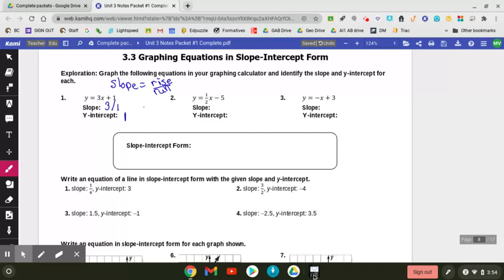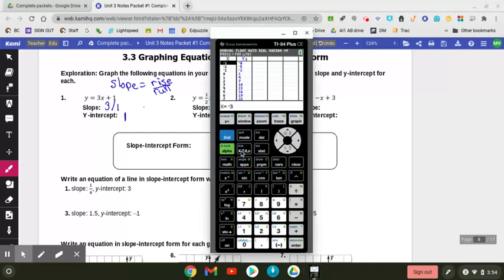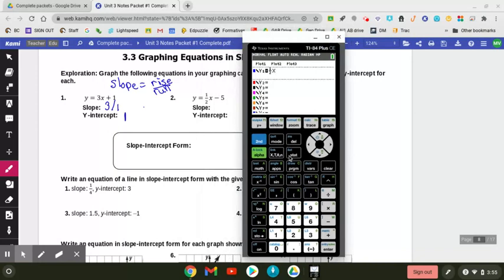So hopefully when you experimented, you realized that to change my equation, I just go back to y equals. I can hit clear. And then for my fraction, I do alpha y equals, and I can use my fraction button there, enter. And so it's 1 over 2, arrow over, x. And then this one is -5. So then I hit graph.